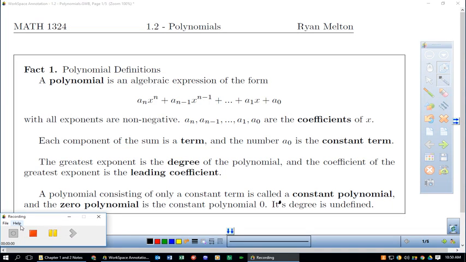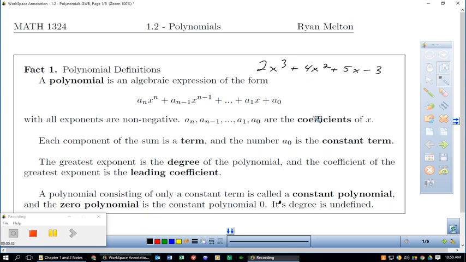to polynomials. To begin with, we have some definitions we have to get under our belt. Okay, polynomial definition. A polynomial is an algebraic expression of the form a_n x^n plus a_(n-1) x^(n-1) plus, and this continues all the way until you get down to an x term and a constant term. Okay, so an example of this would be something like 2x cubed plus 4x squared plus 5x minus 3.